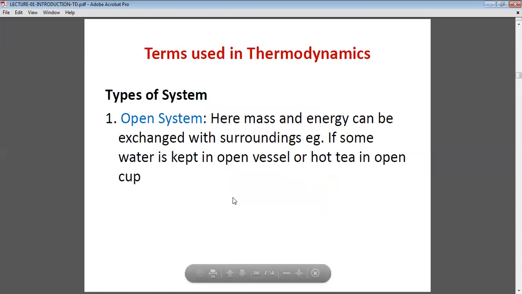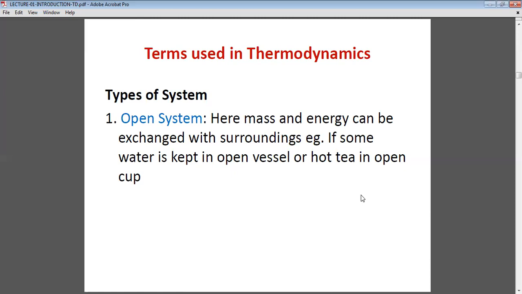For example, if you take water in a vessel, or hot tea in an open cup, there will be both mass transfer and heat transfer. The hot tea can be poured outside, and that means there is a mass transfer, and the heat can be sensed. That means there is an energy transfer, because heat is a form of energy. So both the mass of tea or water can flow outside, and the heat can be sensed here with our hands.